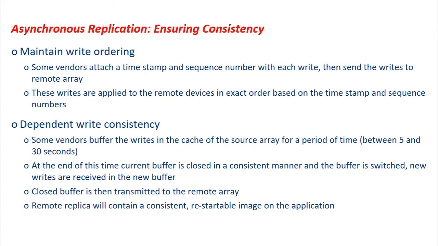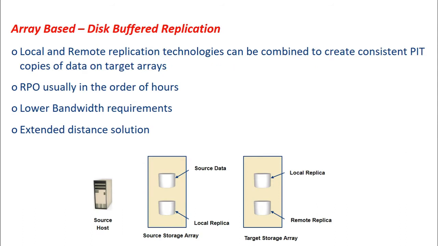So we discussed synchronous and asynchronous modes of remote replication in storage arrays. Let us proceed with the next type of storage array based remote replication. We call it array based disk buffered replication. Disk buffered replication is a combination of local and remote replication technologies. A consistent point-in-time local replica of the source is first created. This is then replicated to a remote replica in the target.